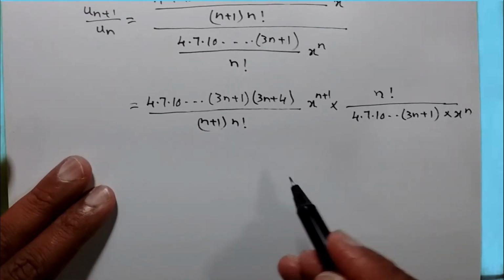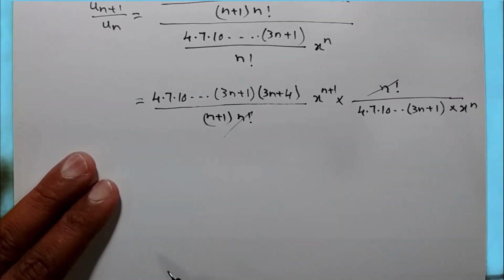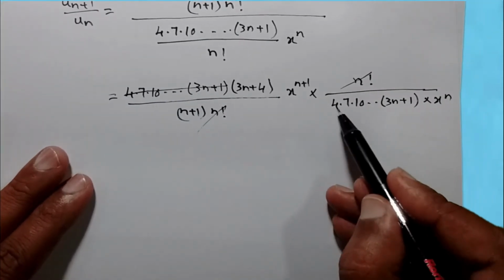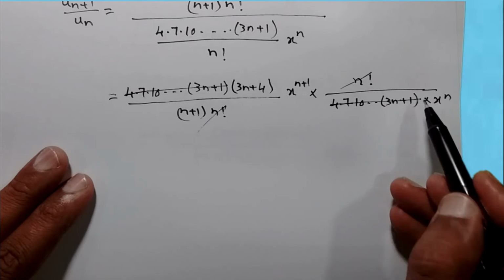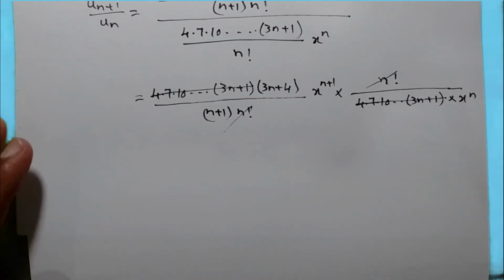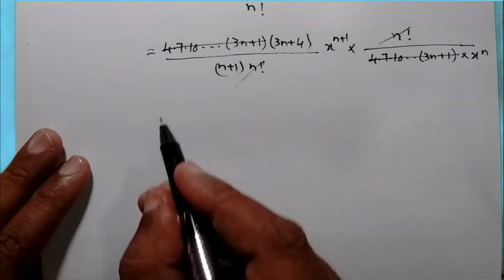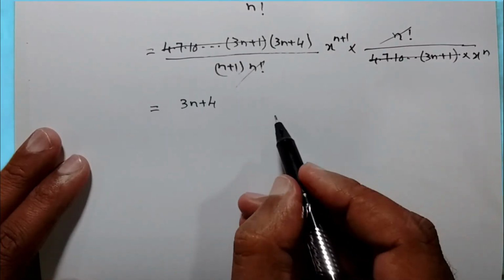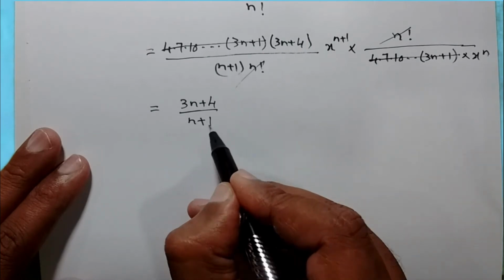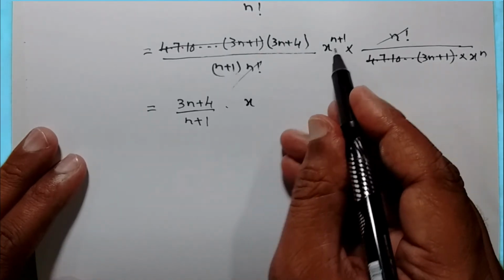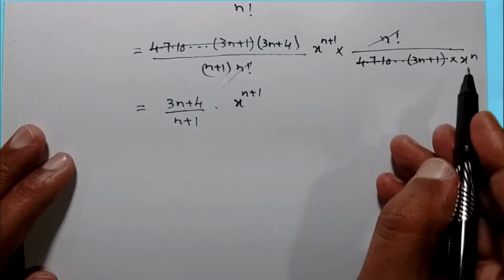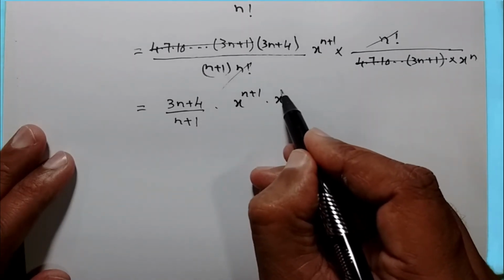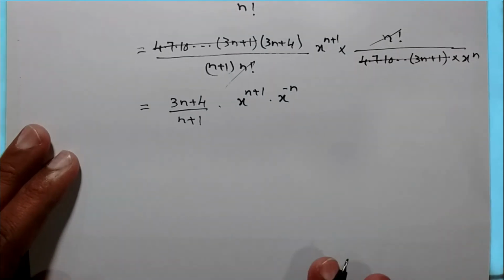Alright. So what happens? This n factorial will get cancelled. This 4 up to 3 plus 1, 4 into 7 and 10, 3n plus 1 will cancel out. Right? You will be left with here 3n plus 4. Denominator is n plus 1. Here in the numerator you are having x power of n plus 1. Denominator you have x power of n. I'll write x power of, if I take it in the numerator it becomes minus n, power minus n.